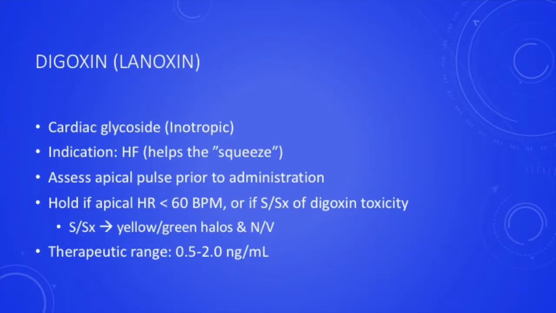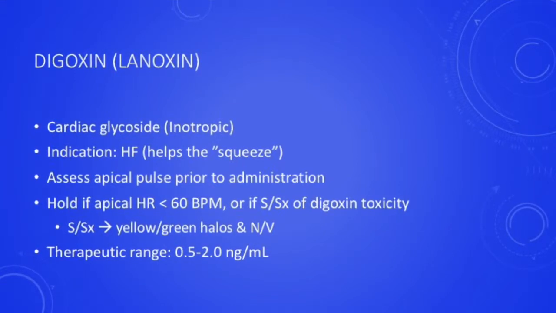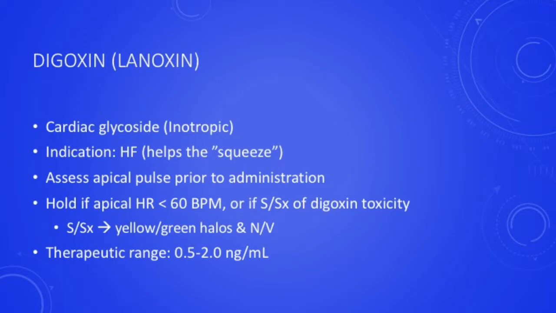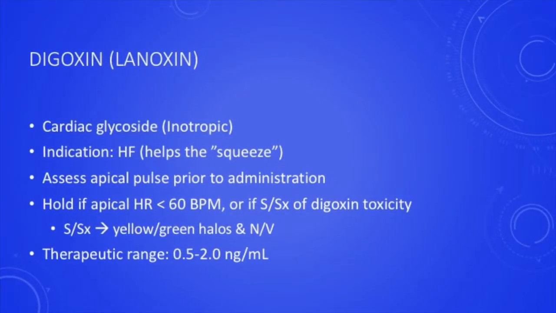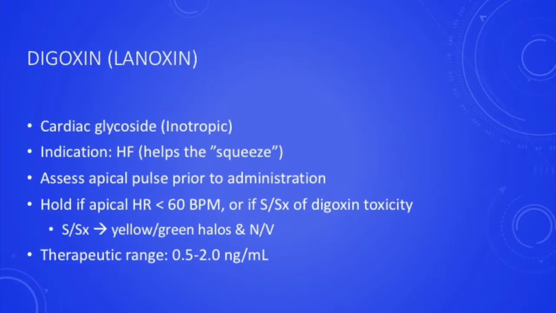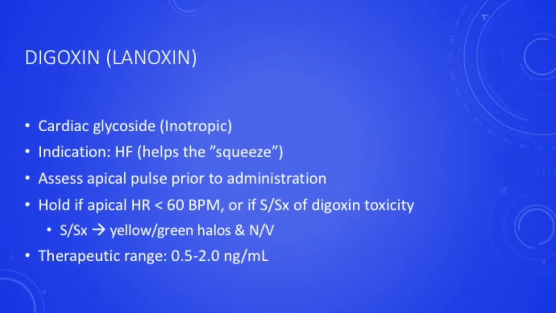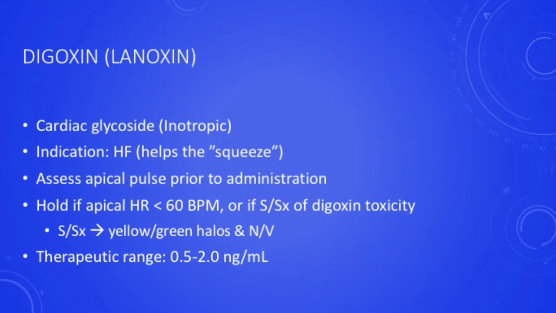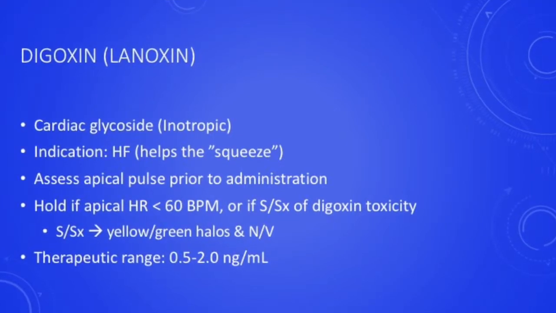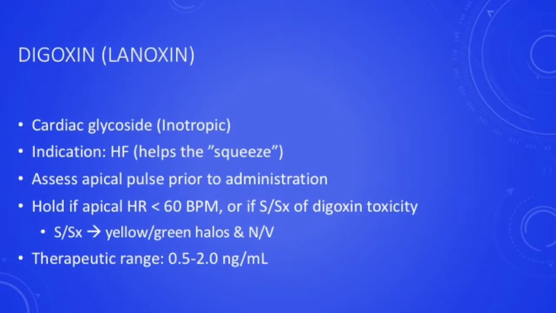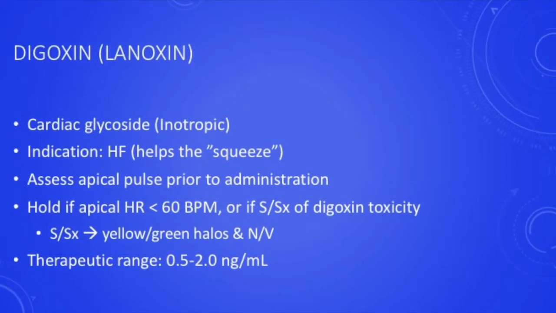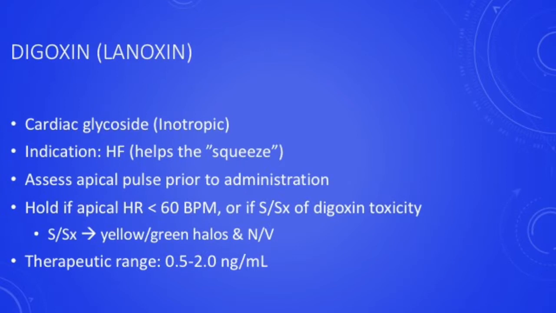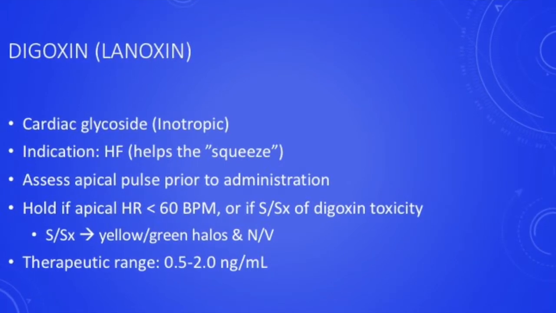So digoxin, Lanoxin, is a cardiac glycoside inotropic, and indications are heart failure because it helps squeeze the heart. We need to assess the apical pulse for 1 full minute prior to medication administration. Hold if the apical pulse is less than 60 beats per minute, or if signs or symptoms of digoxin toxicity appear. Those signs may be the yellow-green halos that we're seeing with the eyes, or nausea or vomiting.